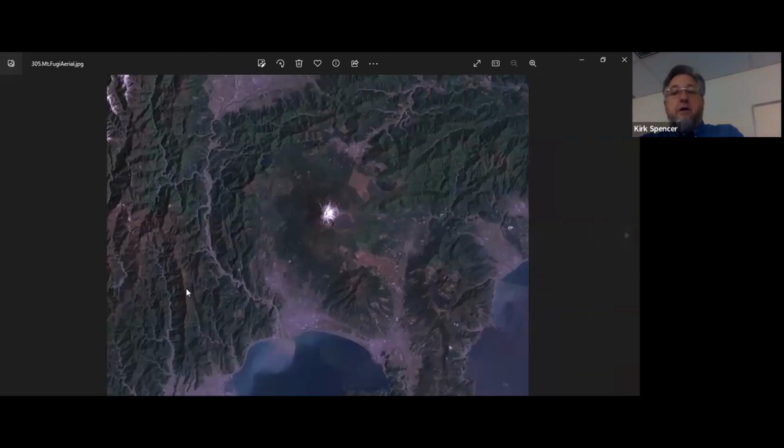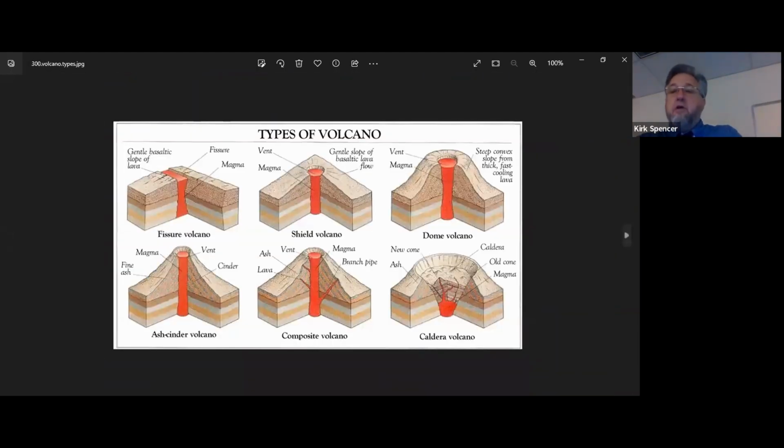All right, any questions on shield volcanoes? The reason the shield volcanoes look like shields is because the magma is low in silica, therefore it's very fluid. It flows over a long distance. Since it's fluid, the gases can escape quite rapidly. And so there's not major massive destructive eruptions with shield volcanoes.